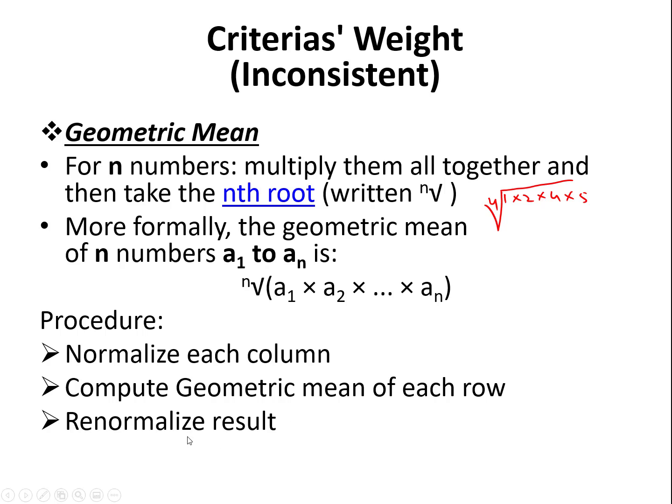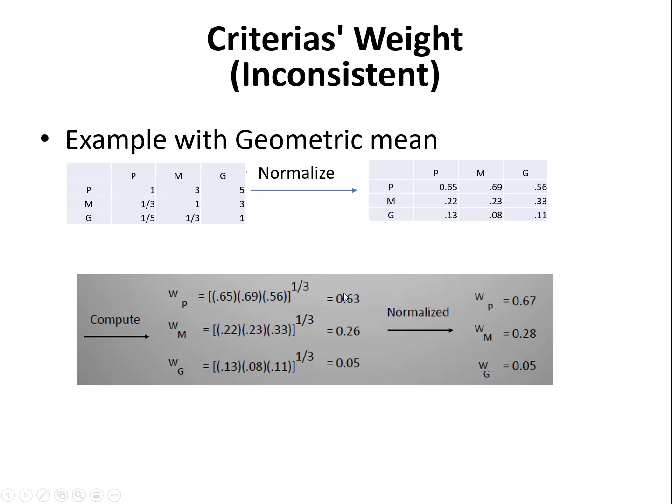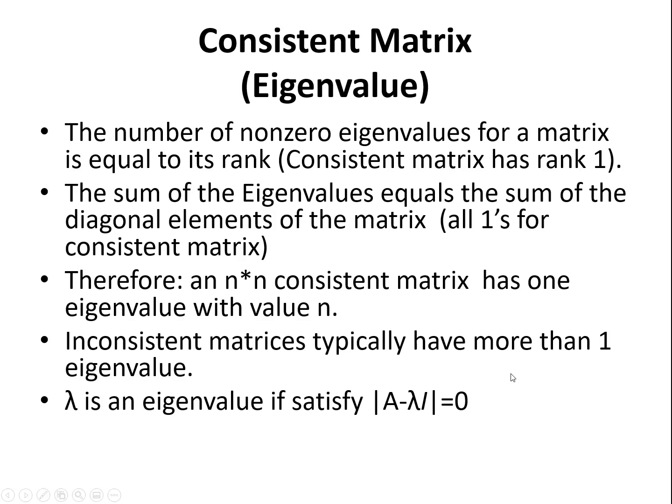Then we renormalize the result. How will we renormalize it? Take the sum of all these and divide each element by it. Then you need to use this in the lambda calculation. It will make your matrix consistent.